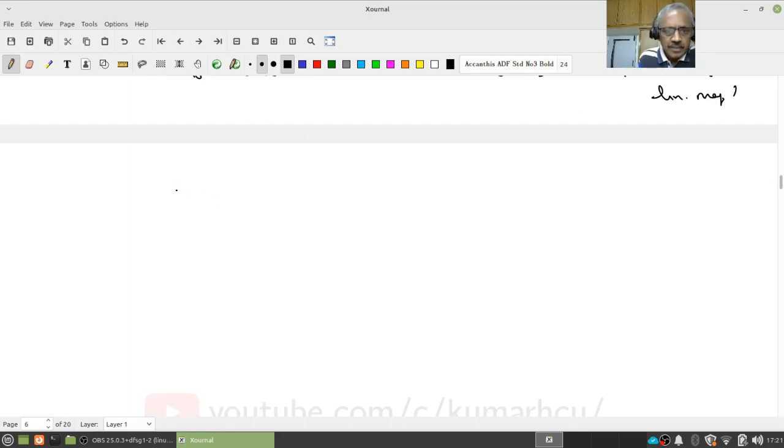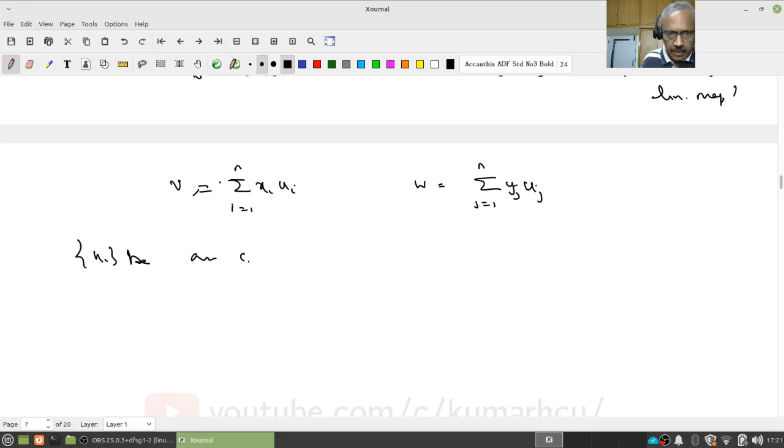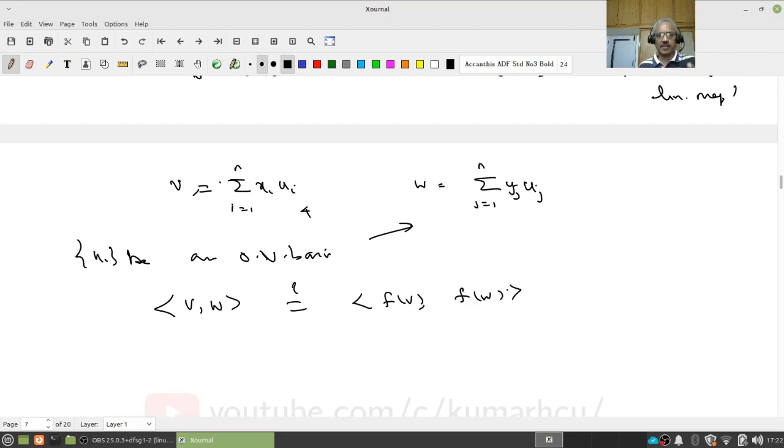Now, suppose I start with a vector v, and I write it as summation xi ui, and start with the vector w, which is summation yj uj, j equal to 1 to n, i equal to 1 to n. Okay, let ui be an orthonormal basis. Write v and w like this. What am I supposed to show? I have to show inner product of v, w equals inner product of f(v), f(w). Right, it's already a linear map. I only have to check this.